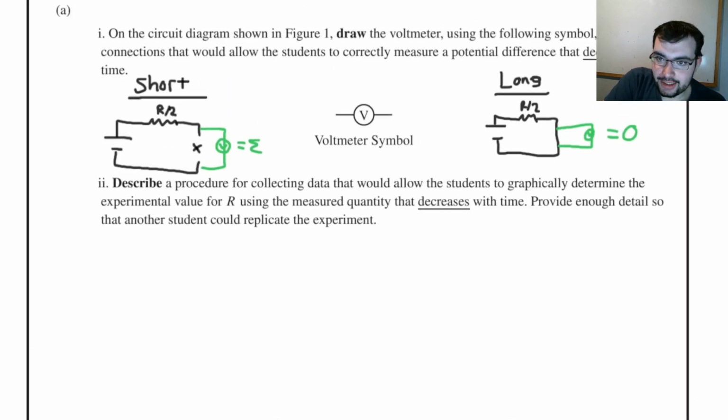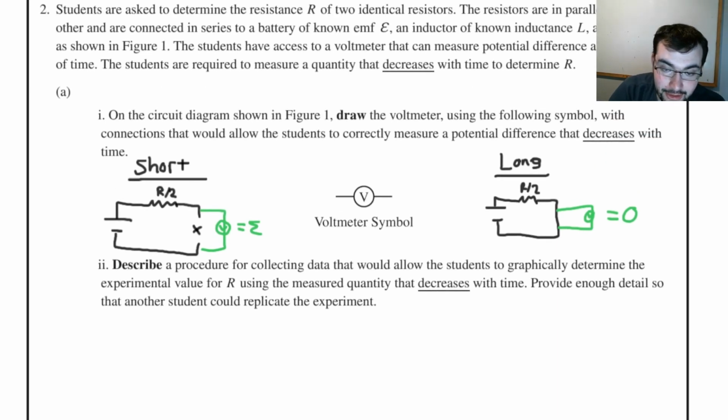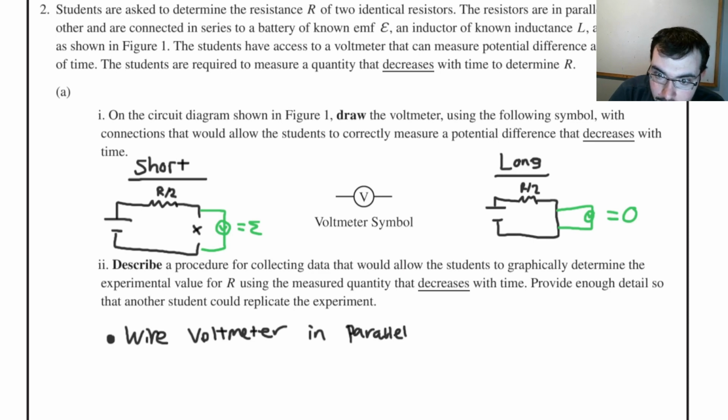Describe a procedure for collecting data that would allow the students to graphically determine the experimental value for R using a measured quantity that decreases with time. Provide enough detail so another student can replicate the experiment. Okay, well, wire the voltmeter in parallel with the inductor.